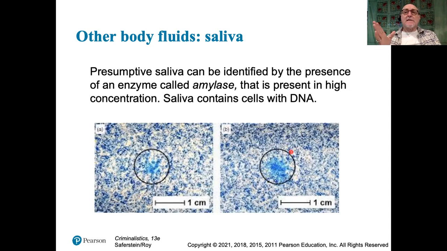You may also want to distinguish saliva, what looks like a stain, which could be saliva or could be some other body fluid like semen, for example. Amylase is not present in semen.